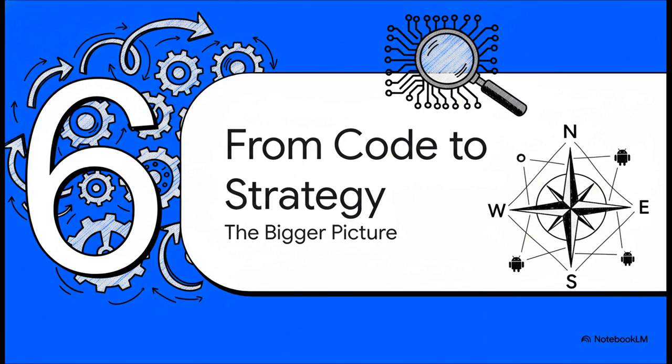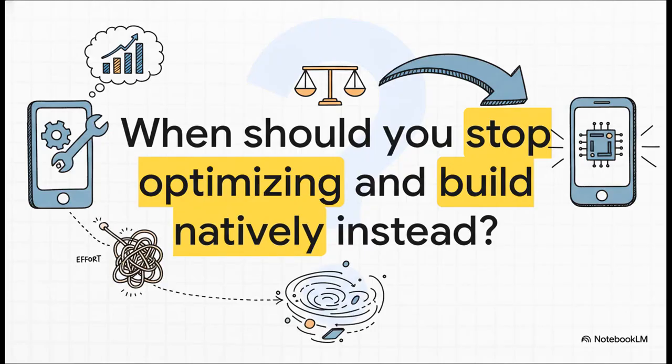But this whole investigation brings up a much bigger, more strategic question that every single development team really needs to be asking itself. This goes way beyond just the code. And that question is this: when does it stop making sense? At what point does all the effort, all the complexity you're putting in to force a cross-platform tool to perform like a native one become more expensive than just building natively in the first place? That's a critical, high-stakes question every team needs to ask about their tech stack. And believe me, there is no easy answer.